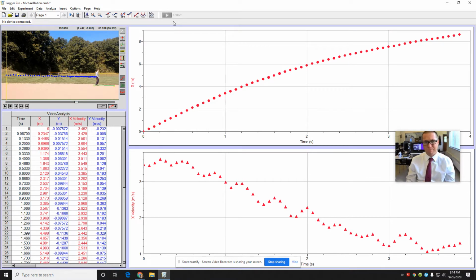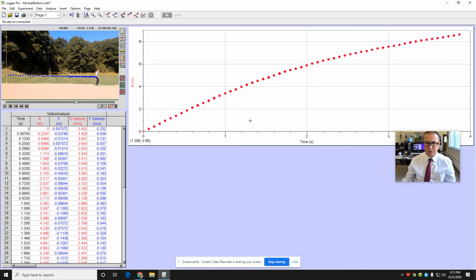I picked this one, Michael Bolton. Okay, he slowed down and almost came to a stop. I had to skip a frame when plotting these points. Again, the scale is 2 meters here. So this is what we get. Actually, this is not what we get.